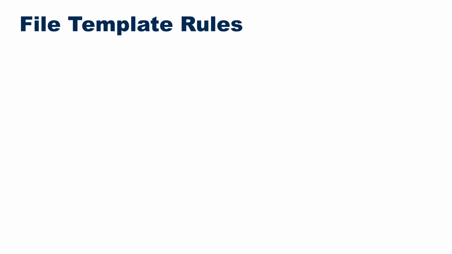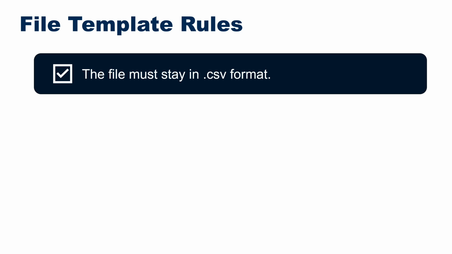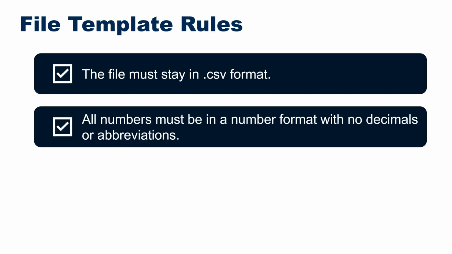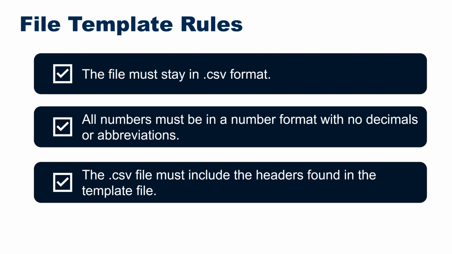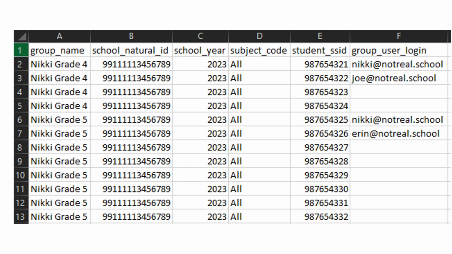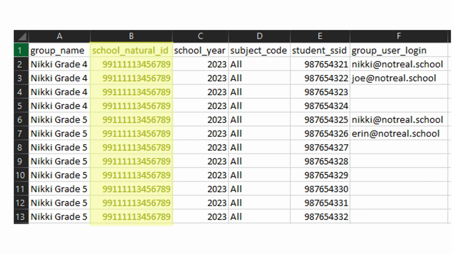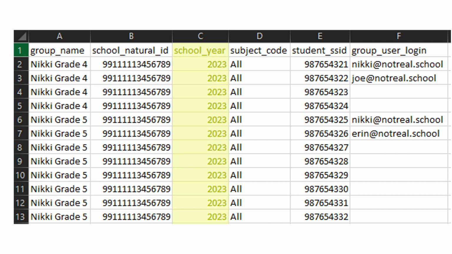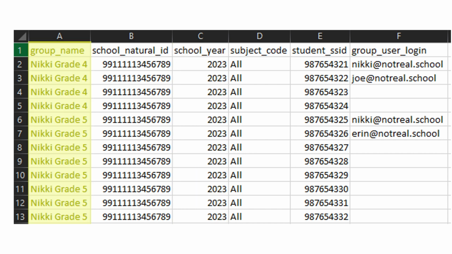For the rules, the file must stay in CSV format. All numbers must be in number format with no decimals or abbreviations. The CSV file must include the headers found in the template. Do not edit these headers. Three of the columns are required for every row. Those are school natural ID, school year, and group name.